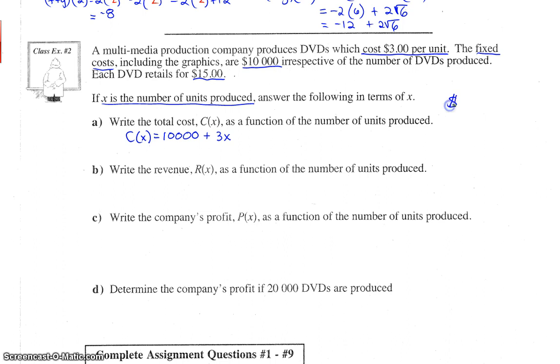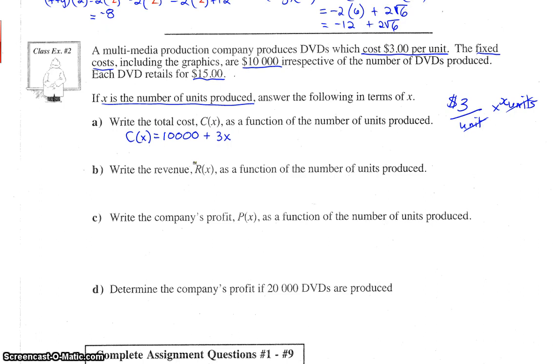Think of it this way. $3 per unit multiplied by the number of units, which is X number of units, and that's how we just get dollars. Okay, so our cost function would be C of X equals 10,000 plus 3X.